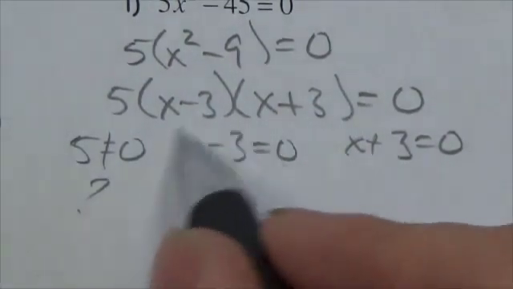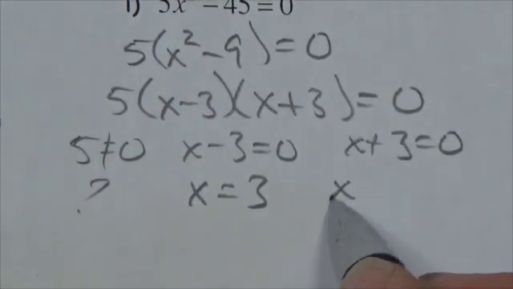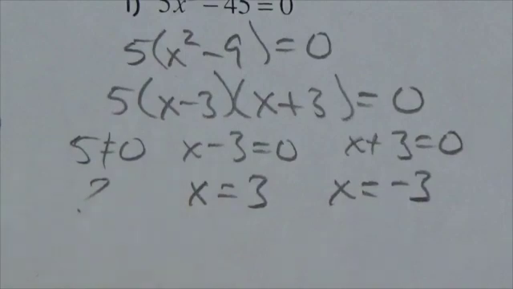But here, with the variable, it is possible that x could equal 3, just like it is also possible that x could equal negative 3. Okay, so those are the two viable solutions here.